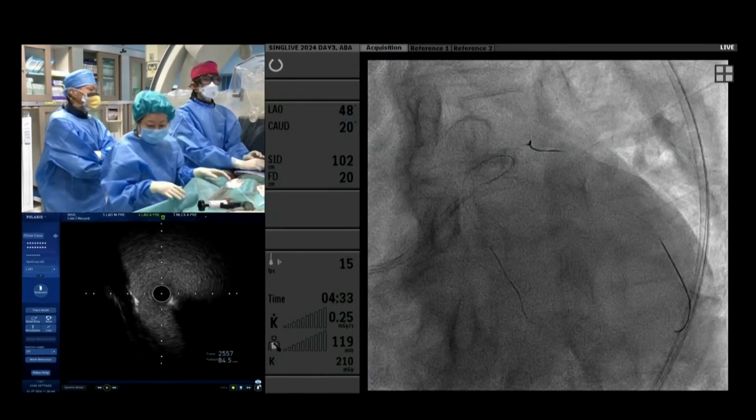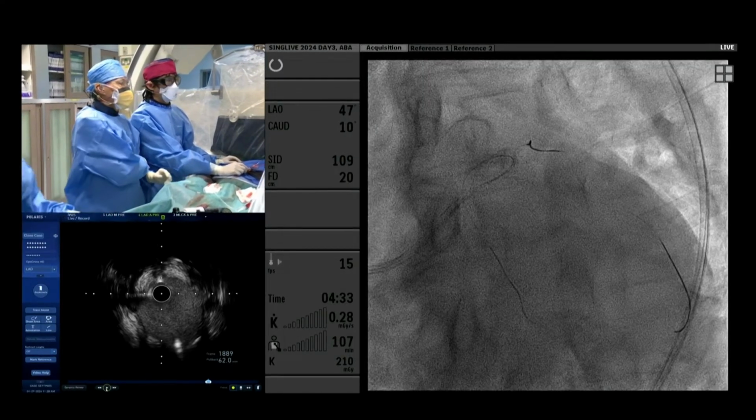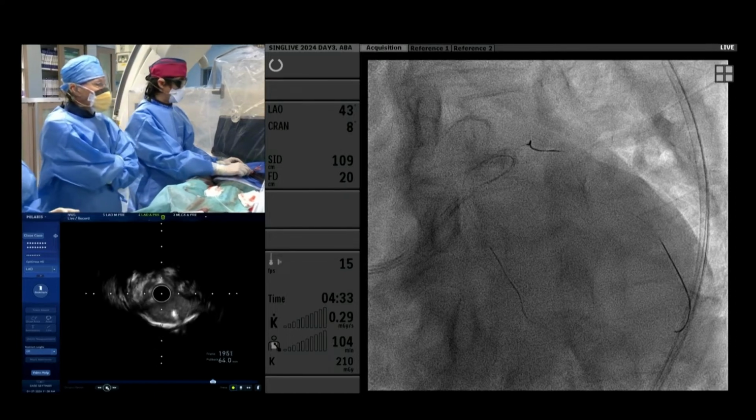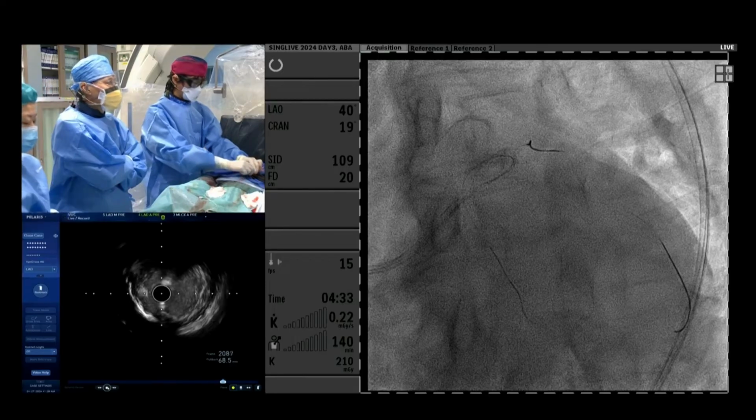Can we go to LAO cranial? So the left main to LAD stent is going to be a BioFreedom as well, Prof. Ko? Yes, I think they have a good expansion range, so I think it's suitable.